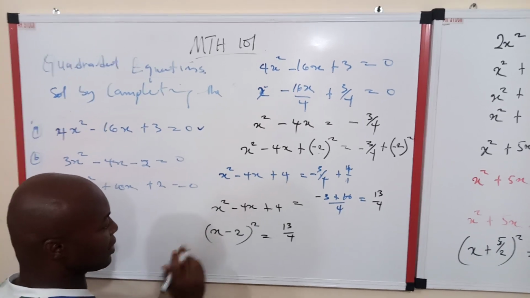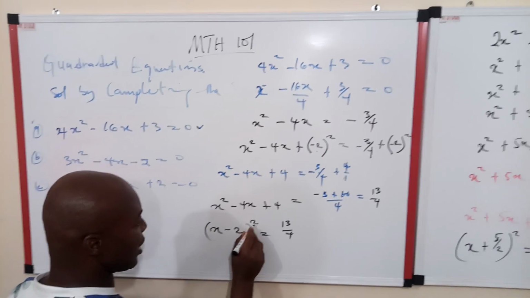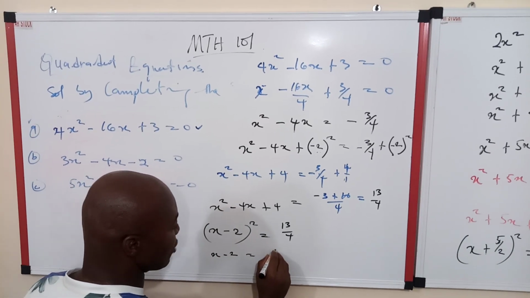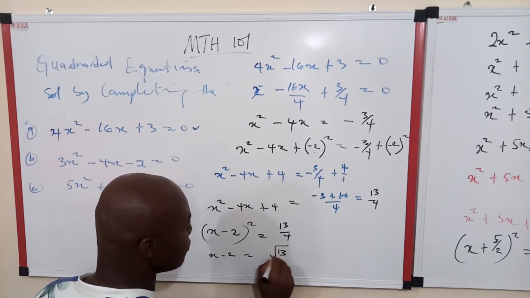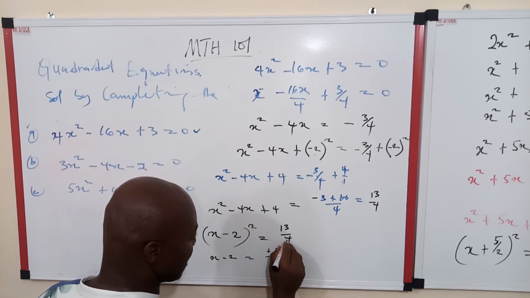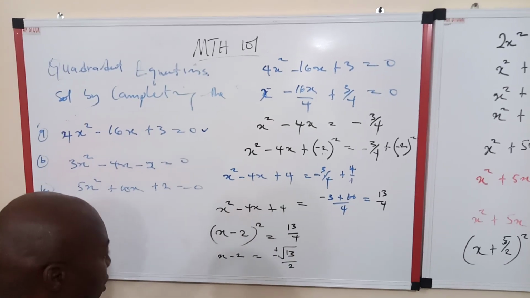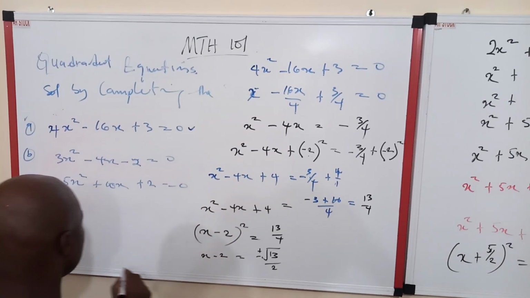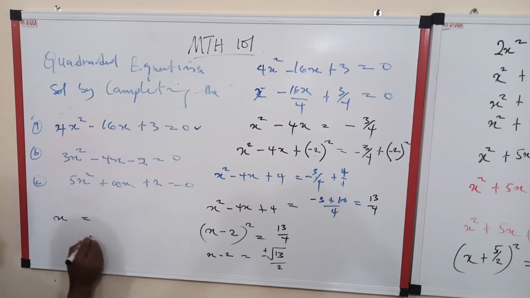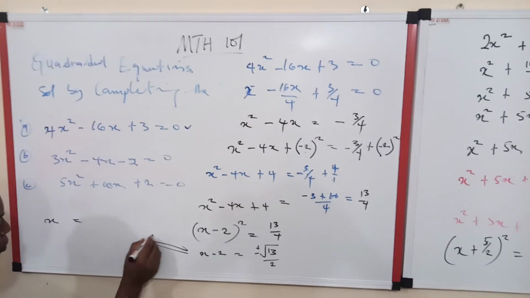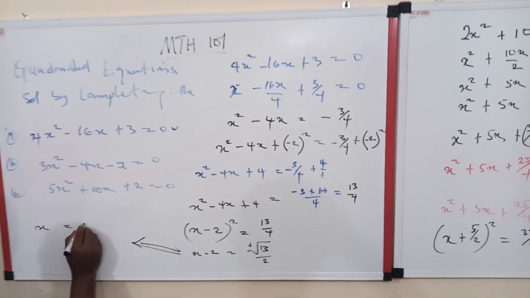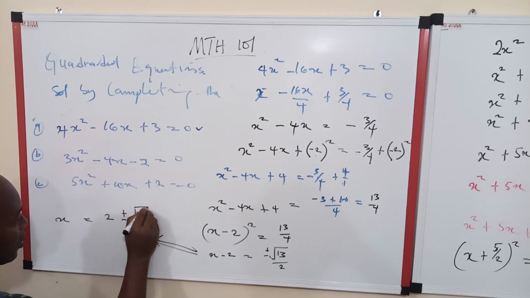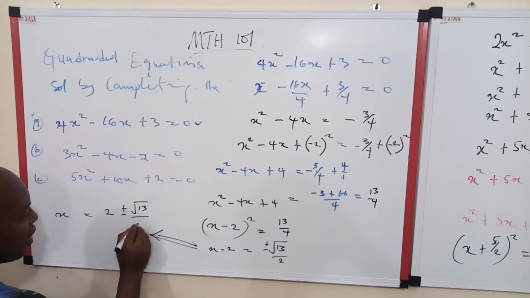Our interest is to make x the subject of the formula now. So we square root both sides so that the square can go off, and we have x minus 2 equal to plus or minus the square root of 13 all over the square root of 4, which gives us 2. Now this one coming to the other side becomes positive. So x will be equal to positive 2 plus or minus the square root of 13 all over 2.